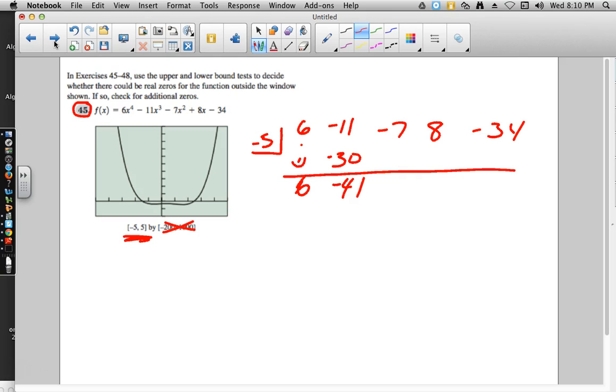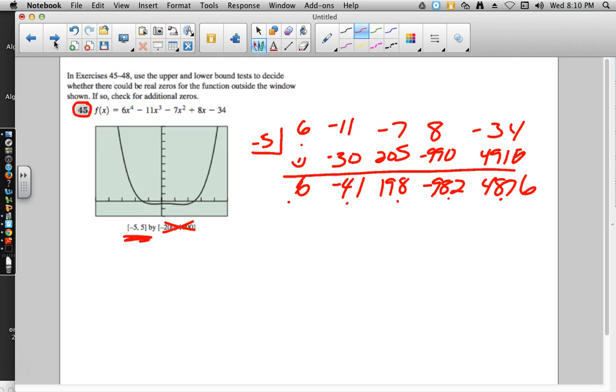Negative 5 times negative 41 is 205. Inside the box, add. Negative 7 plus 205 would be 198. Outside the box, multiply. Negative 990. Inside the box, negative 982, we're adding. Negative 982 times negative 5, 4,910. And then the addition inside the box. And we notice positive, negative, positive, negative, positive.